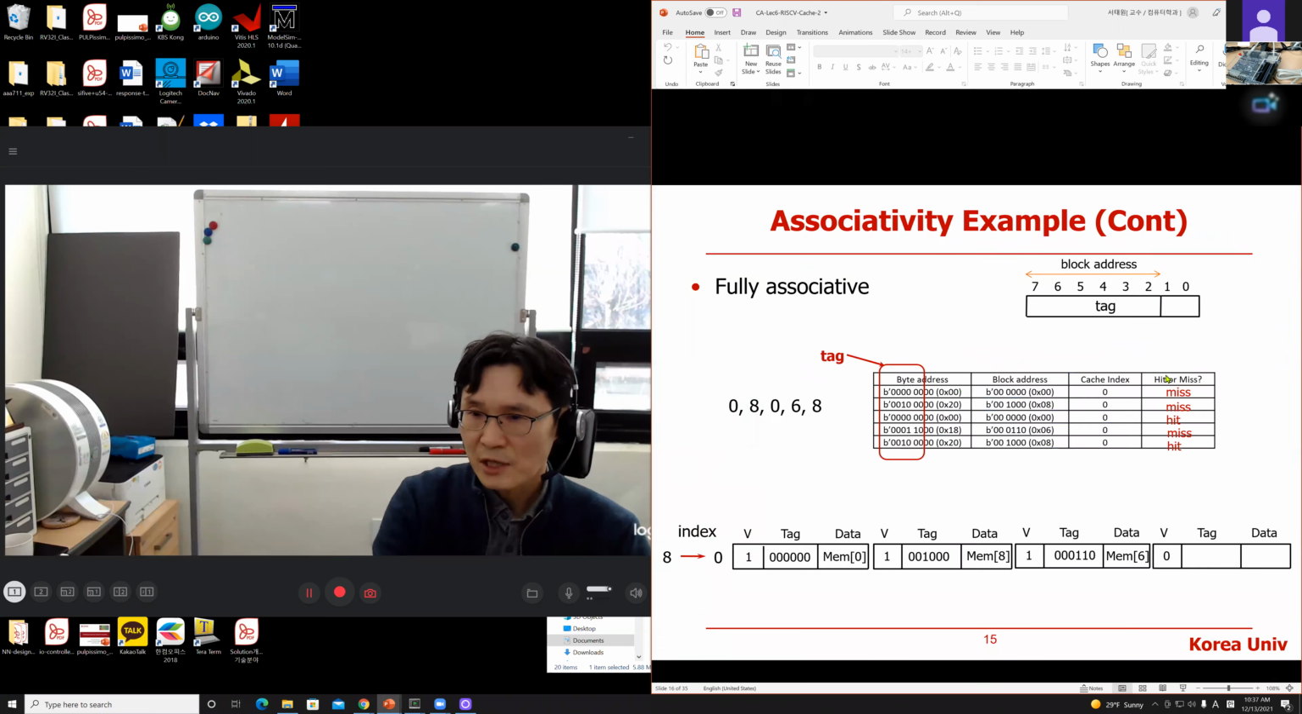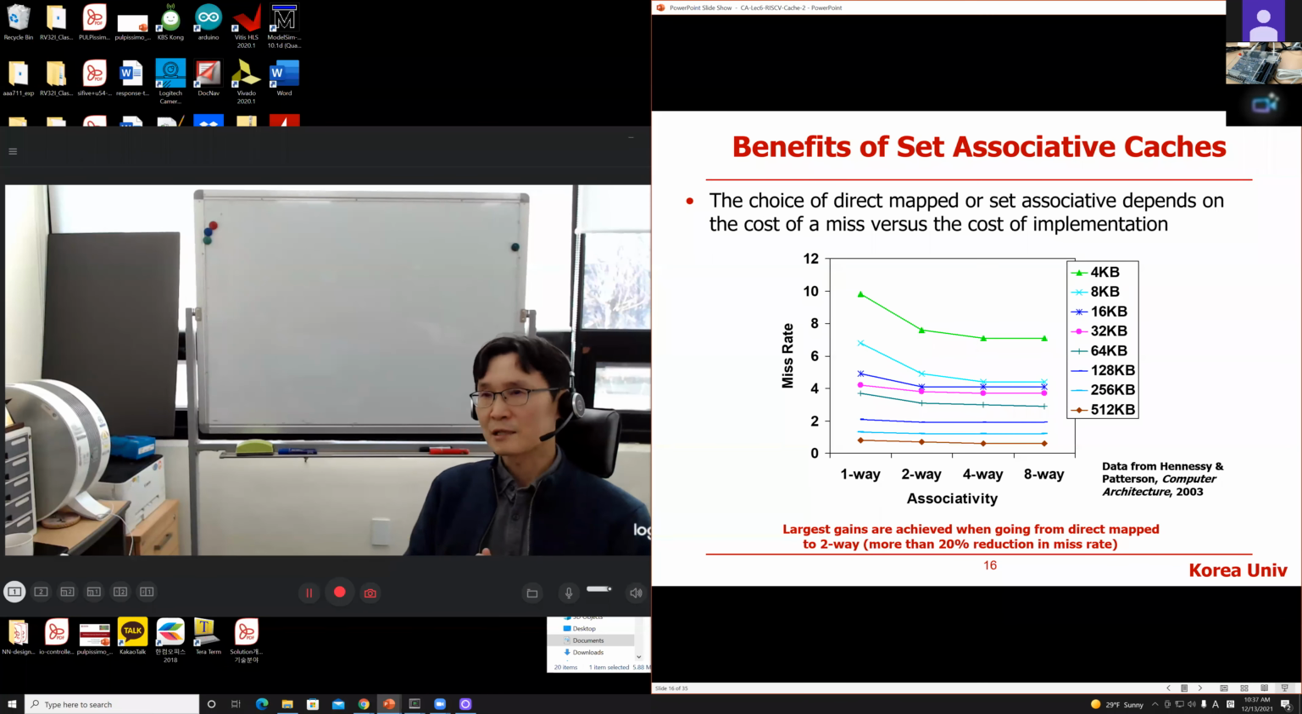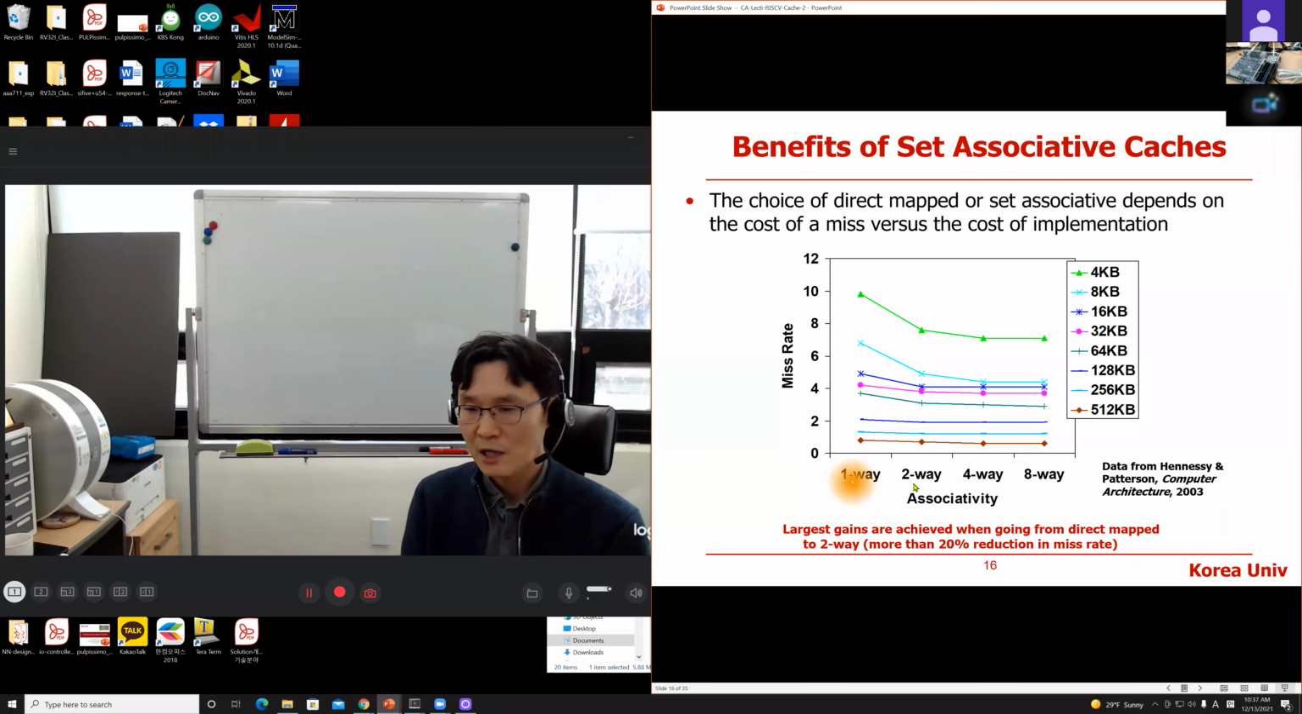So this is a general trend. The computer architects try to examine different cache configurations and measure the miss rate. By running many different benchmark programs, they collected these data points and came up with this graph.